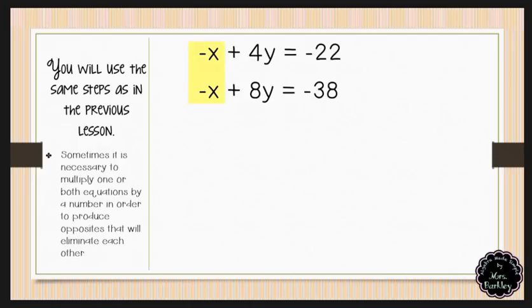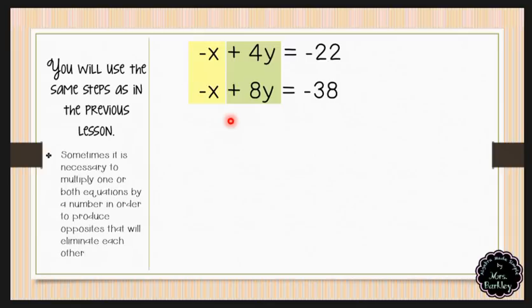So I can see that for my x terms, I have a negative x and a negative x. And for my y terms, I have a positive 4y and a positive 8y. So neither of our x terms or our y terms are opposites. So in this case, for us to use elimination, we need to create a column of opposites.